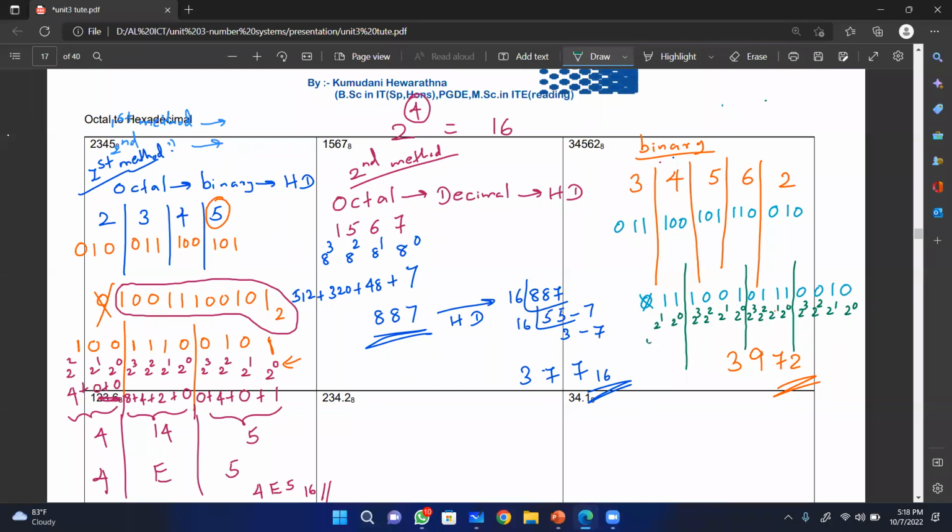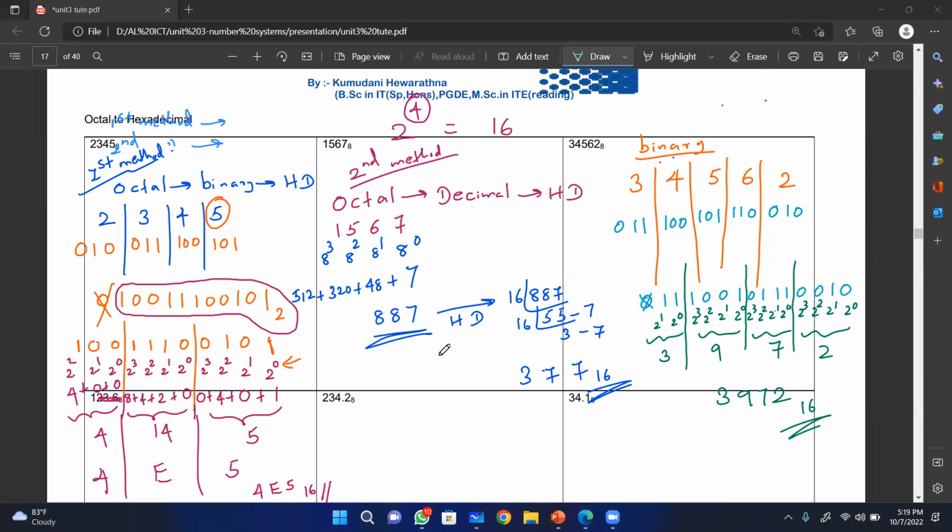When I write this out at once, here 3 comes, here 9 comes, here 7 and here 2. So the answer is 3972 in base 16. I hope the first method is easy, right? Doing binary is easy.